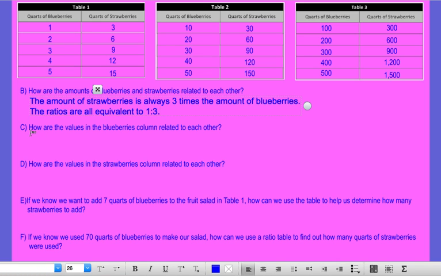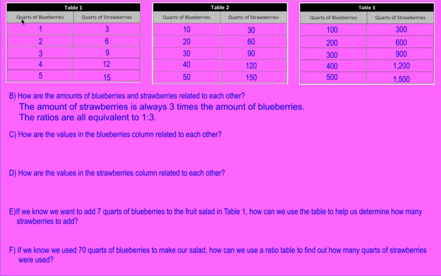All right, and then for C, how are the values in the blueberries column, now columns run up and down, related to each other? Okay, so we want to look at each of the patterns. So if you look here, we've talked about this, how every time you go up by the same amount. So we add 1. In table 1, we add 1 each time because we're working with smaller amounts. In table 2, we are adding 10 each time.